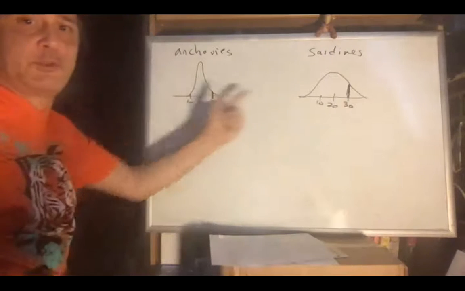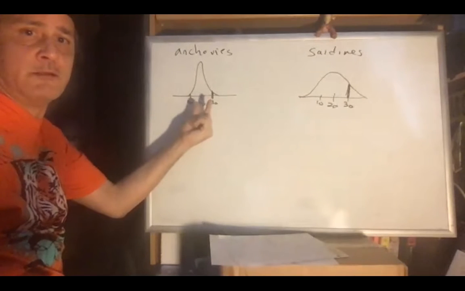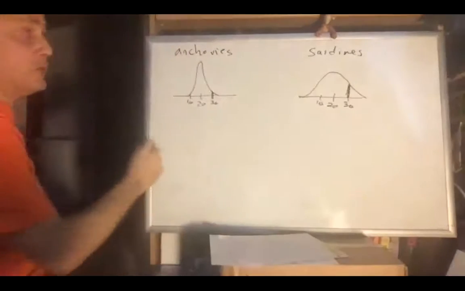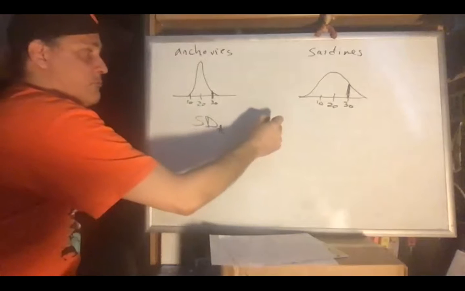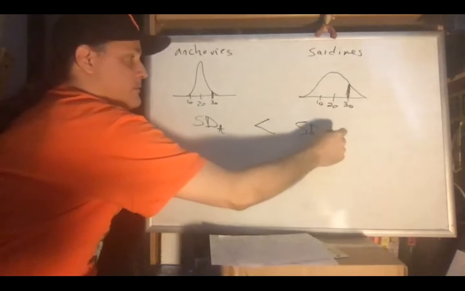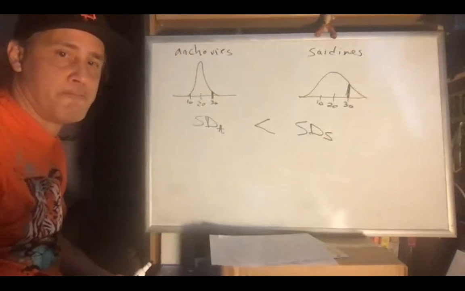Now, what's the difference between these two? The anchovies are spread pretty close to the mean, whereas the sardines are spread out. So in other words, the standard deviation of anchovies is less than the standard deviation of sardines, even though they have the same mean.